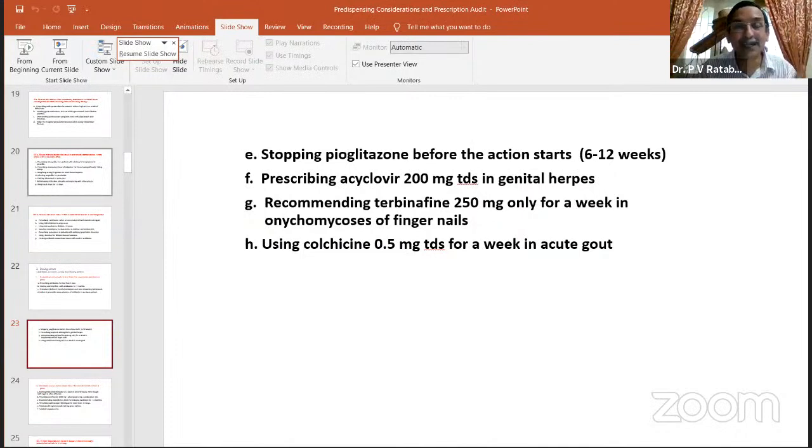Prescribing acyclovir 200 mg TDS in genital herpes. Please remember, acyclovir is one drug in pharmacology which has to be given 5 times daily. 5 times daily.